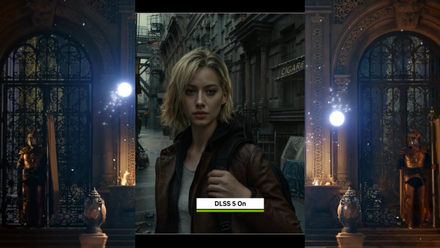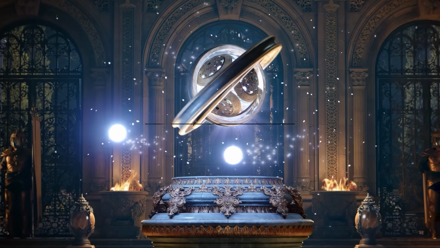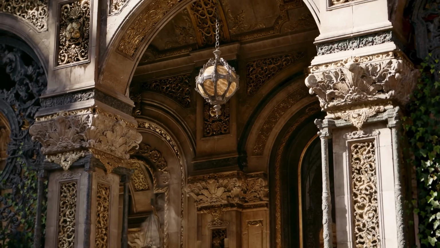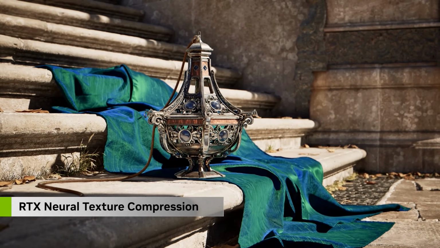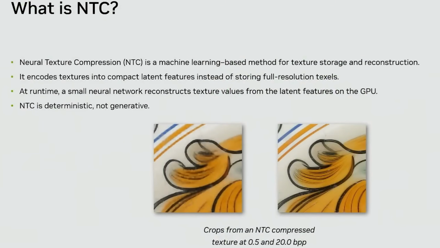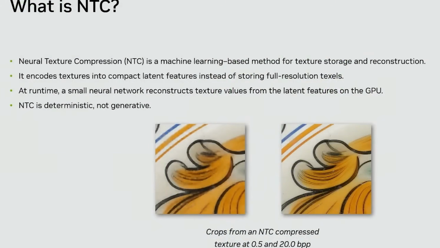But the most interesting part by far is the pipeline side of neural rendering. This is where things actually start to change how games are made. One example is NTC, or neural texture compression. The idea is actually pretty simple. Instead of storing full-res textures like normal, Nvidia uses machine learning to compress them into something called latent features. Then a small neural network reconstructs that texture on the GPU. And importantly, this is deterministic, so it is not generating something new. It is just storing the same data more efficiently.